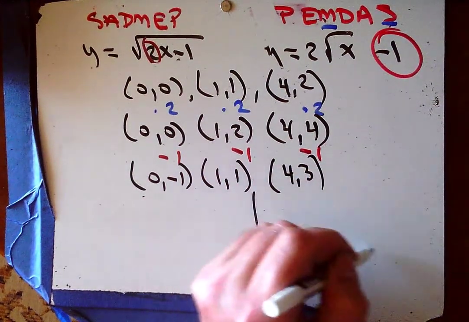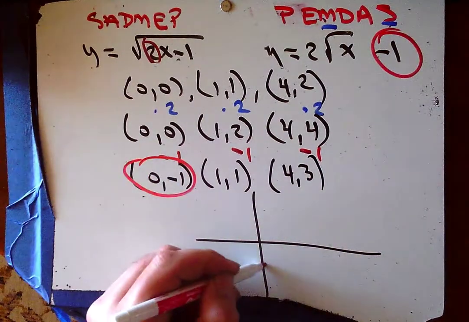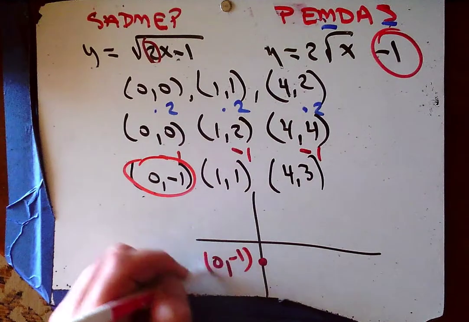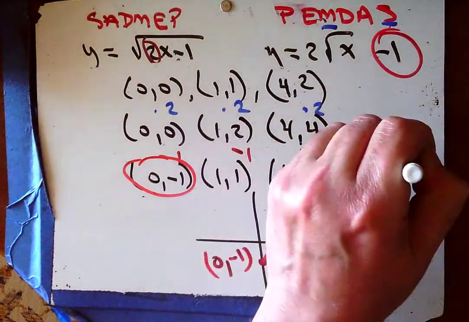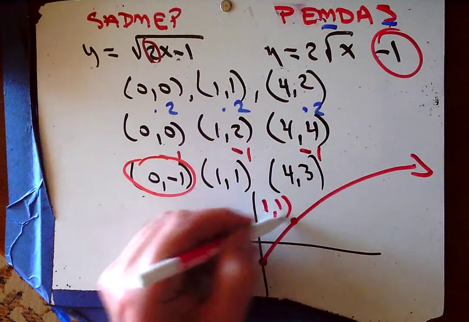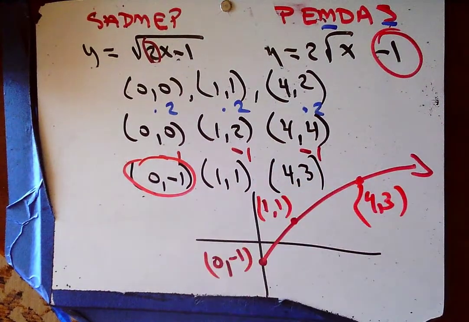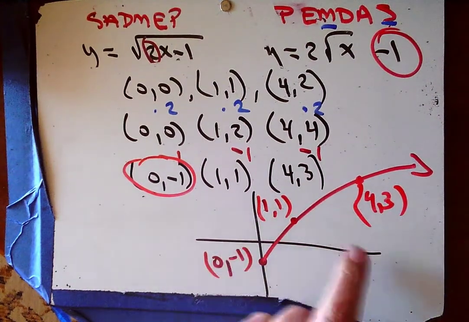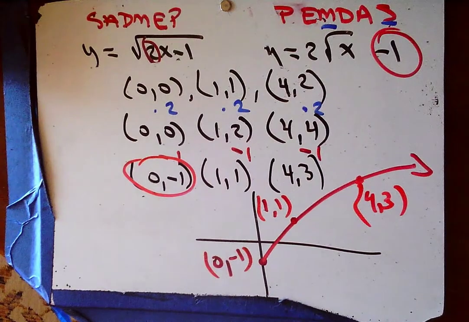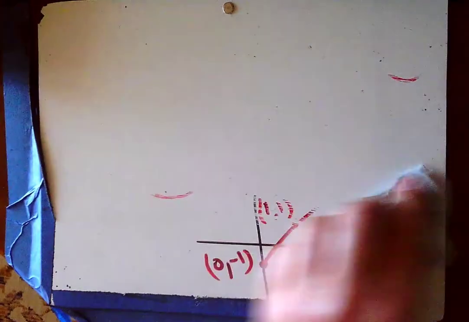So I'm going to graph those points. And remember, that's my endpoint here at (0, -1). I draw that square root shape, I pass through (1, 1), and I pass through (4, 3). Notice I'm drawing the shape before I'm trying to label the points, and I'm not trying to line them up with any little hash marks. All right, so let's take all of this and put it together now.